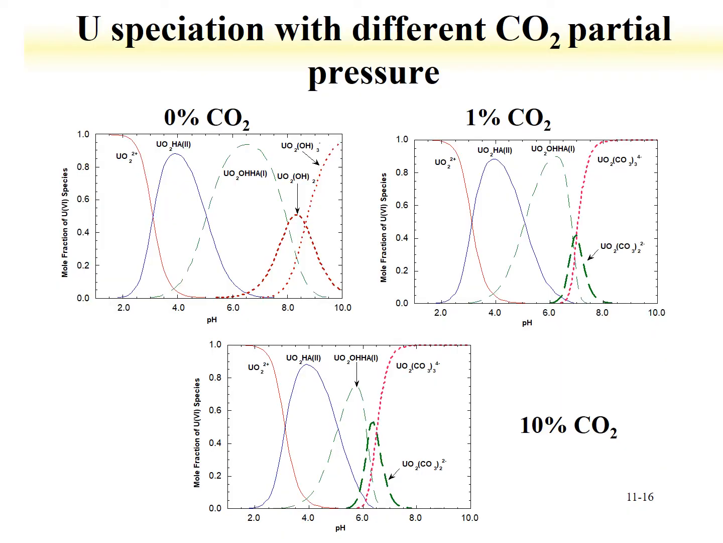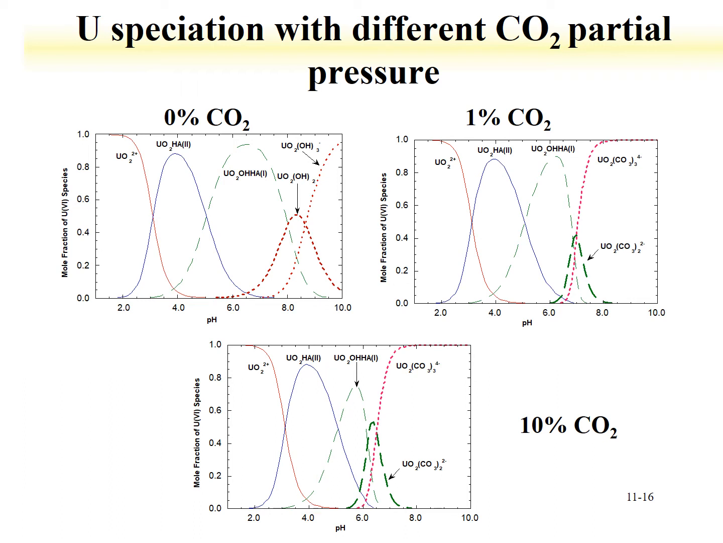One of the main outputs for the calculations we've just performed is the evaluation of speciation of uranium as a function of conditions. And here's the data for 0% CO2 partial pressure, 1% and 10% CO2 partial pressure for uranium speciation as a function of pH. And this data is taken from those Excel spreadsheets.